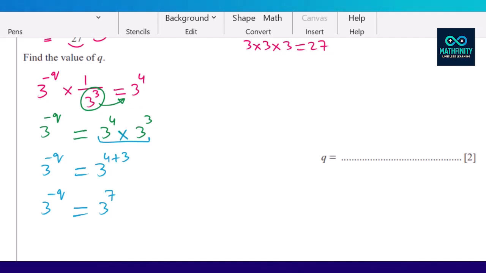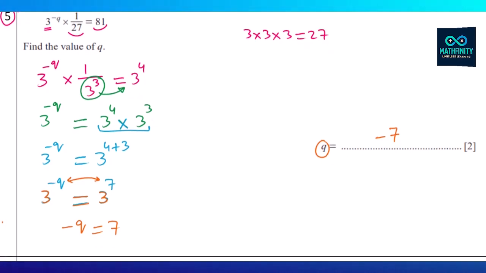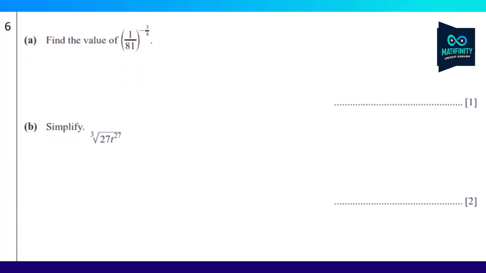And after this one, another idea, we already discussed this. Whenever the bases are same on both sides of equality, it means powers are also same. So we will write negative q is equal to 7, but we want q. So we will multiply both sides by negative and q will become negative 7. Okay. Hopefully guys you understand this concept. Do the practice of these type of questions. They are asking in the external exam. Question number 6. The A part is simple.